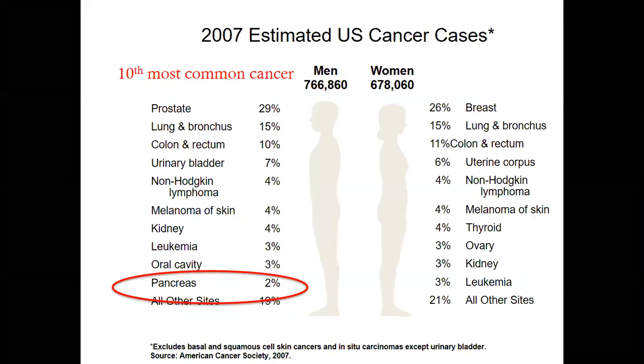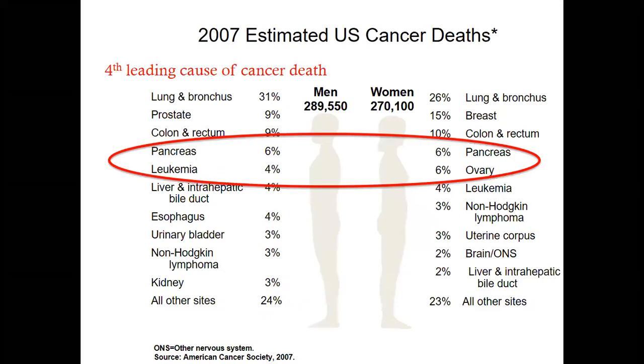Now, just for a view, the data is not available in our country, so I have taken it from the United States of America. That shows that it is the 10th most common cancer, comprising about 2% of all the cancers in the study they conducted in the US. And estimated cancer deaths are about 6%, as shown in the picture, followed by 9% of colon and rectum, and pancreas and leukemia.